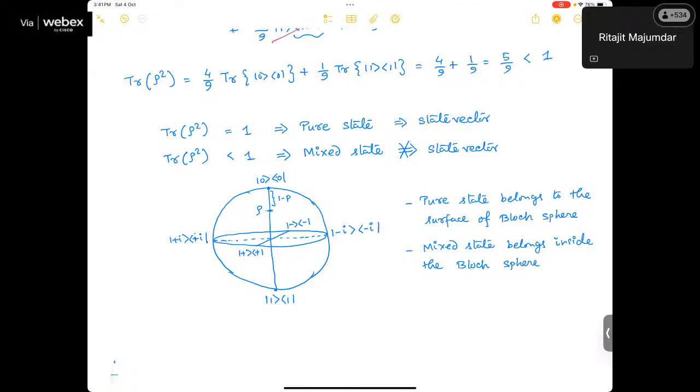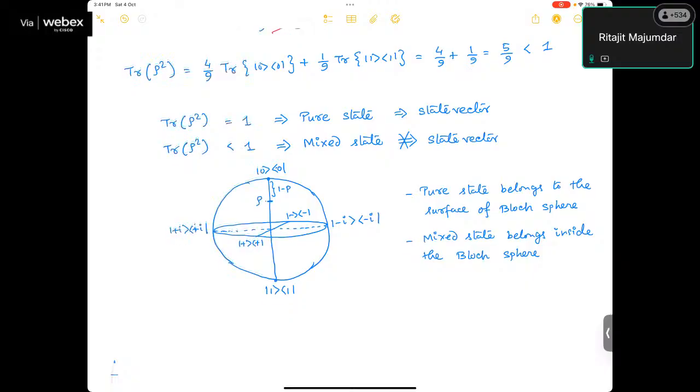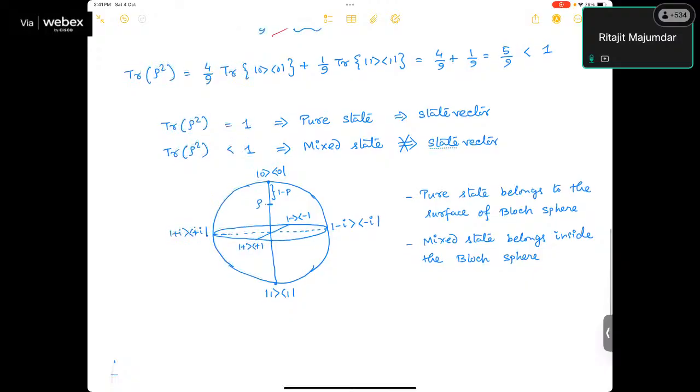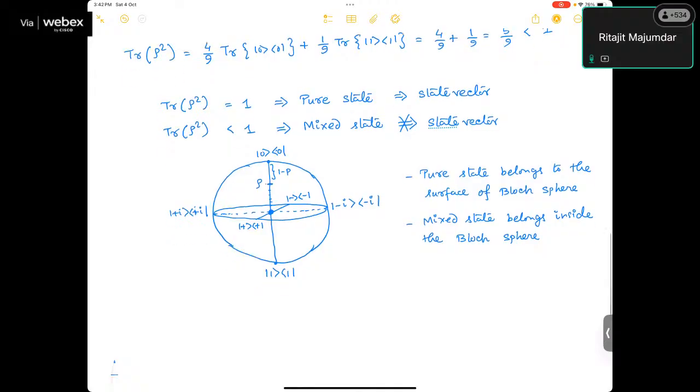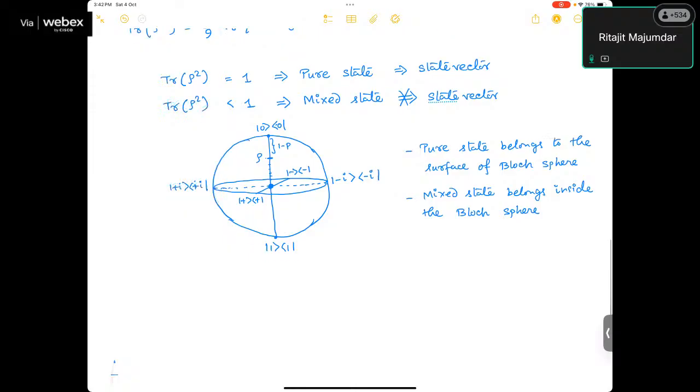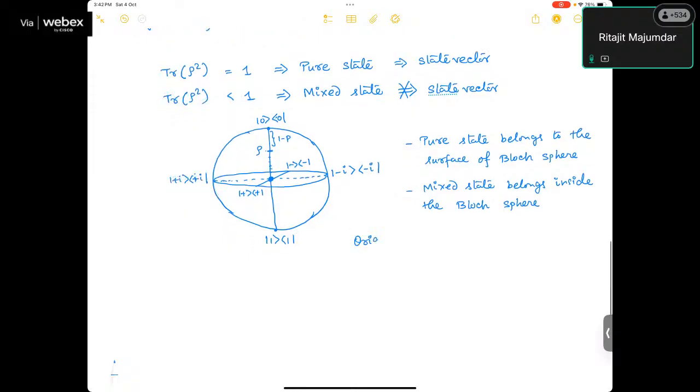And what will happen if I start increasing p? I'm just doing this on the z axis, the 0, 1 axis, but you could have done this on any other axis. It doesn't matter. So as I start increasing p, this point will shift, shift, shift. And at this point, the origin, p and 1 minus p become equal. That means p becomes half, right? So at this point, the origin, p becomes half.